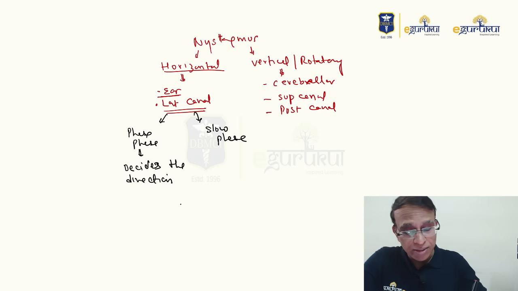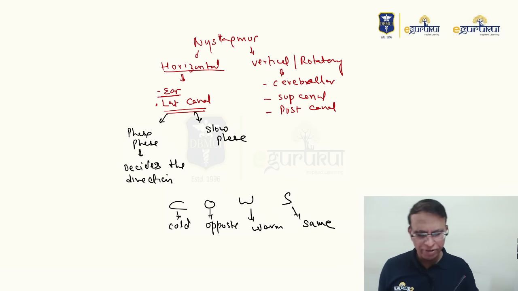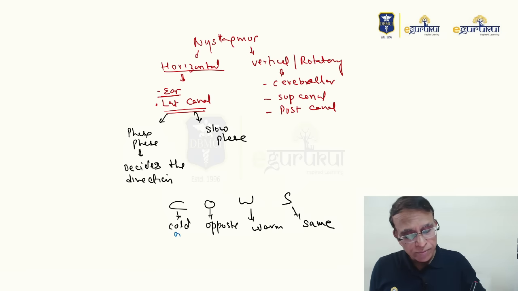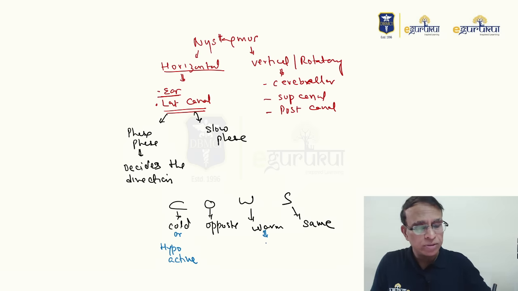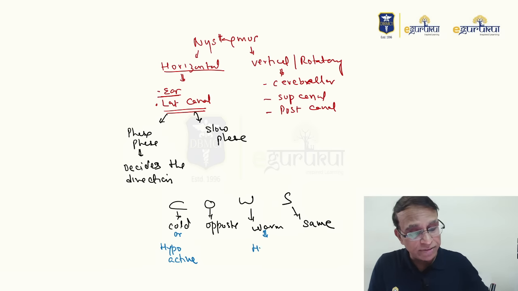And the third thing is COWS. Remember, cold water will give nystagmus to the opposite side, and warm water causes nystagmus on the same side. This we know, everybody knows this. Now if you have watched the eGurukul app, I told you there that cold temperature causes hypoactivity, and warmth, when there is inflammation, the temperature rises, so there is hyperactivity.